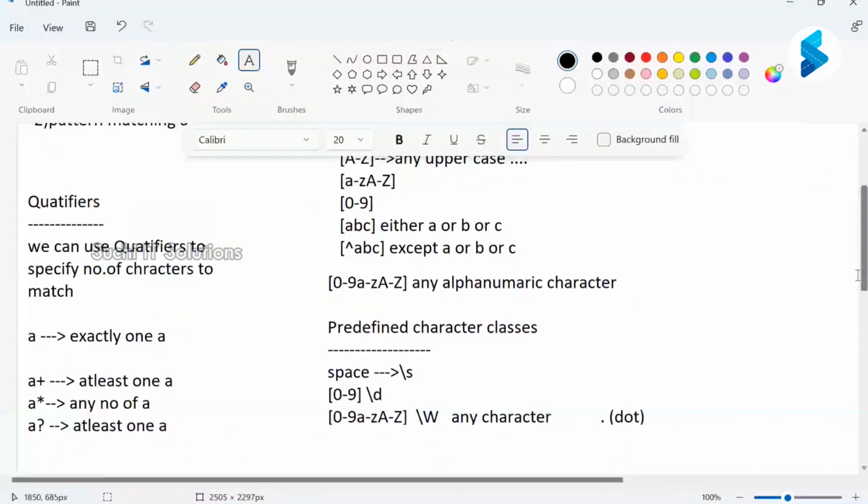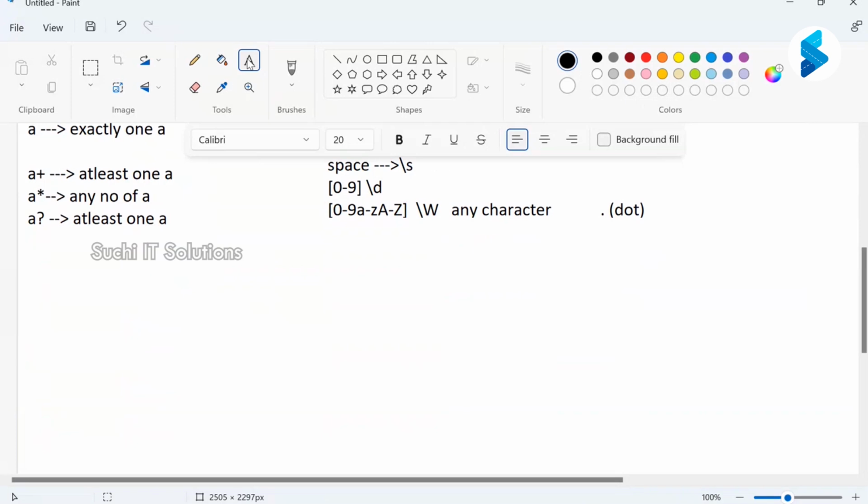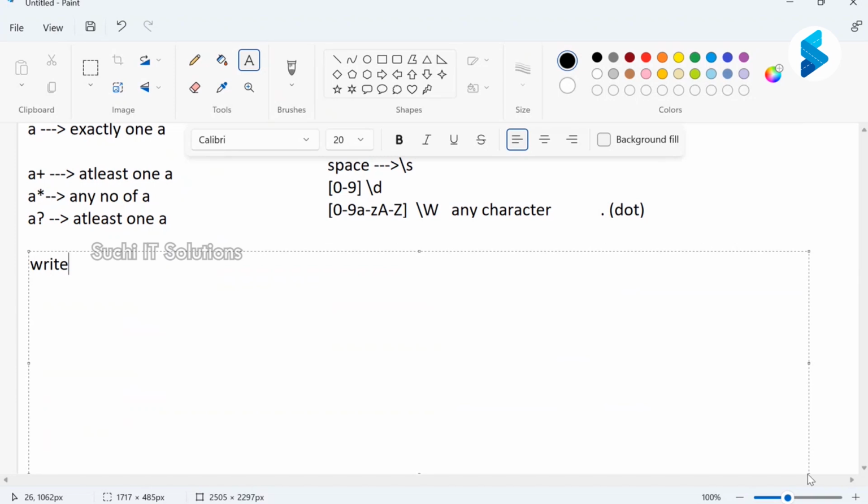Now you have some idea, right? Based on this, let's try step by step. Question: write a regular expression to represent the set of all valid identifiers in our language.